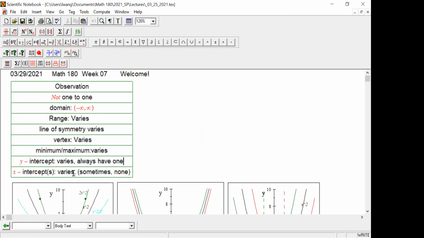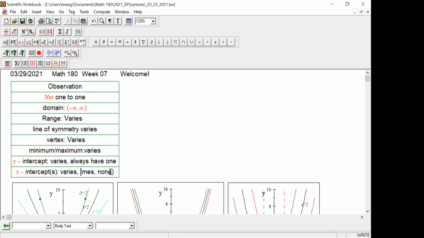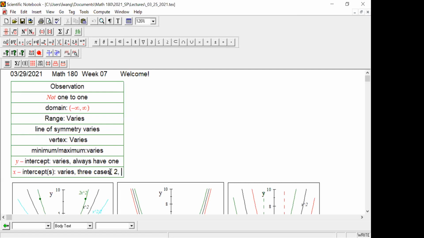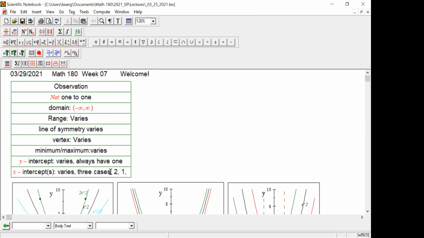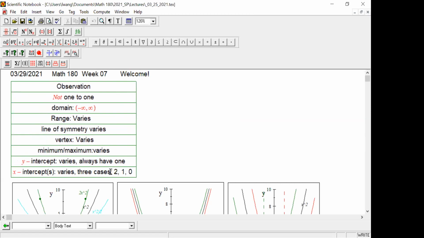So we have 3 cases already. Sometimes we may have none. Okay, so let's summarize it here. So far, 3 cases. We may have 2 x-intercepts. We have 1 x-intercept, and we have no x-intercepts. 3 cases. That's what we have observed so far. Okay, so these are the observations about quadratic functions.